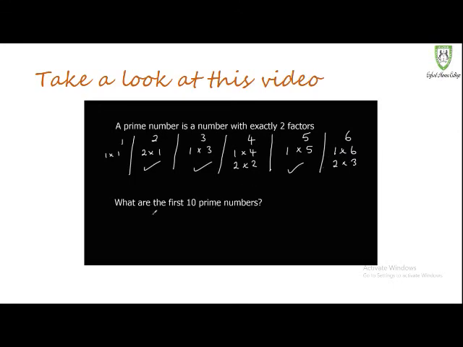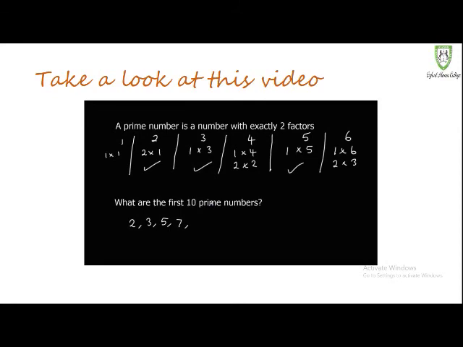So see if you can work out the first 10 prime numbers. So we've got the first 3 already. Pause the video and see if you can get the first 10 prime numbers. Okay, so the first 10 prime numbers, we've got 2, 3, and 5 already. 6 isn't. 7 is only 1 times 7, so 7 is.